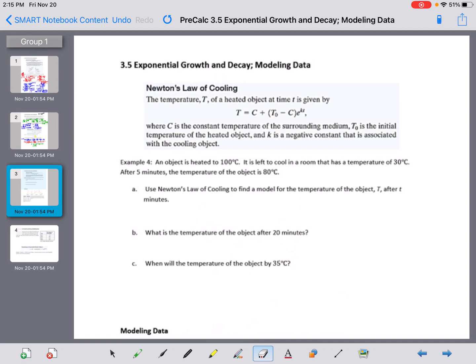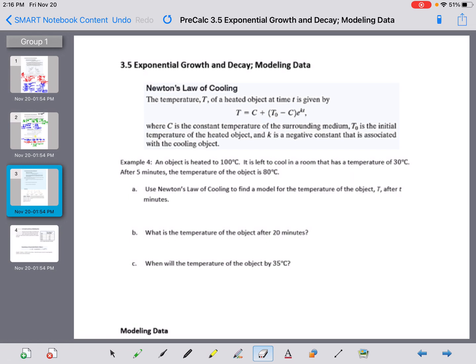And we get this equation: temperature equals C, which is your constant temperature, plus your initial temperature minus your constant temperature, times e to the kt power, and t is time, okay? One thing I do want to stress here is that currently in these problems, our t is going to be in minutes, not in hours, not in days, not in years, okay?